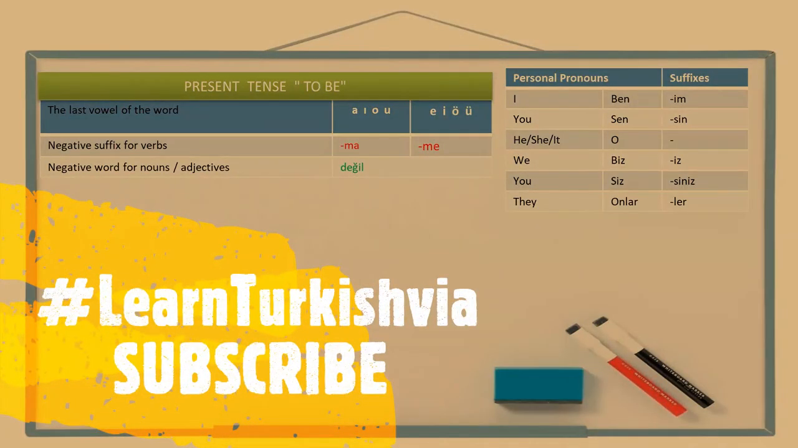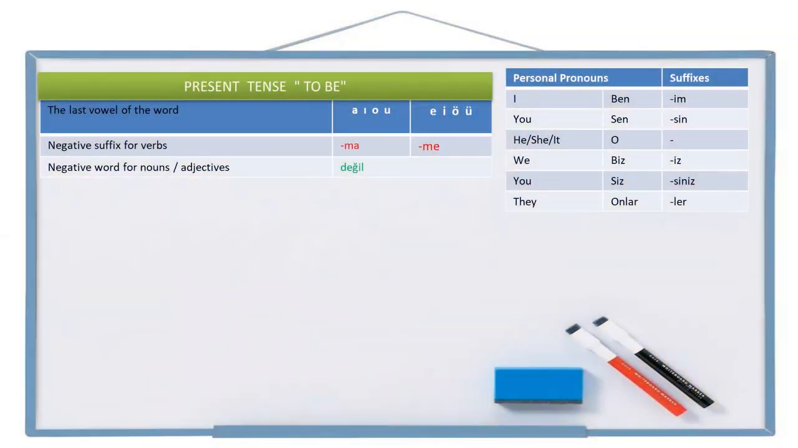For verbs, negative suffix was ma or me, which alternates according to two-way vowel harmony, and we have learned this in our previous lessons. But now we have nouns and adjectives. So for the sentences with nouns and adjectives, we are going to need a word to make that sentence negative, and that word is değil.